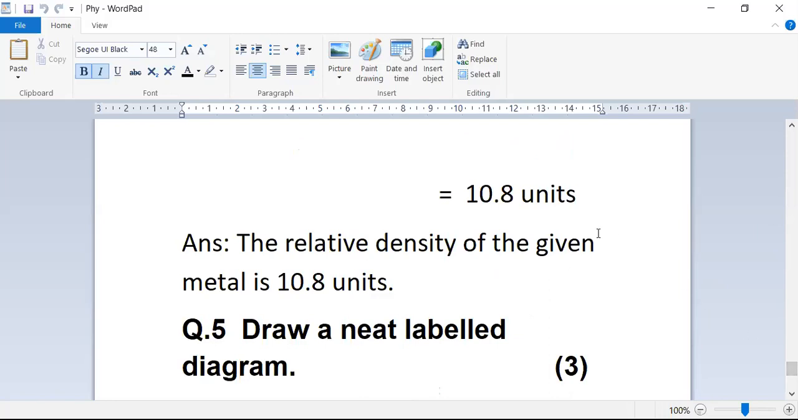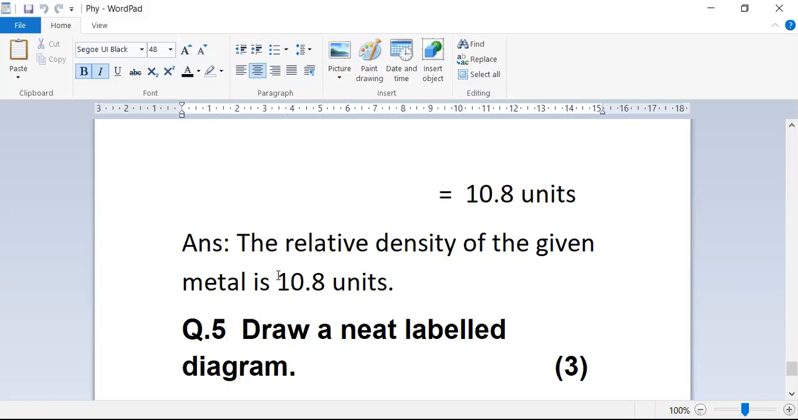Now, in every numerical, it is compulsory to write down the units. For example, if an answer is in kg, meter cube, etc. If there is no unit, you have to write down units. For example, here you are finding a ratio, you're finding a relative term. So here the units get cancelled and hence you write down no units here. Also here you have to write down the answer in a complete statement at the end of the numerical. For example, answer is the relative density of metal is 10.8 units. So you have to write this down. It is expected that you write this down.